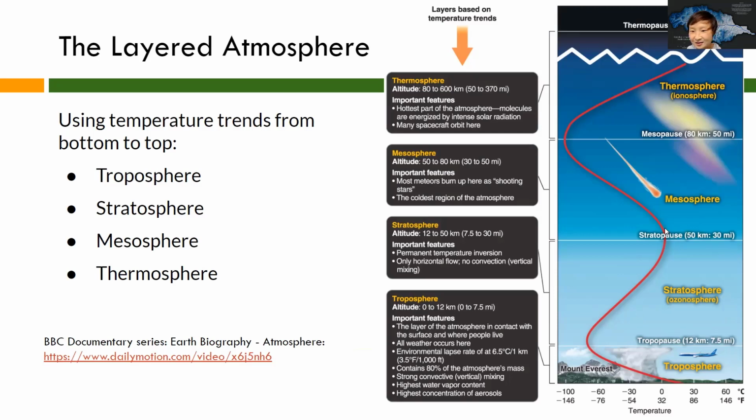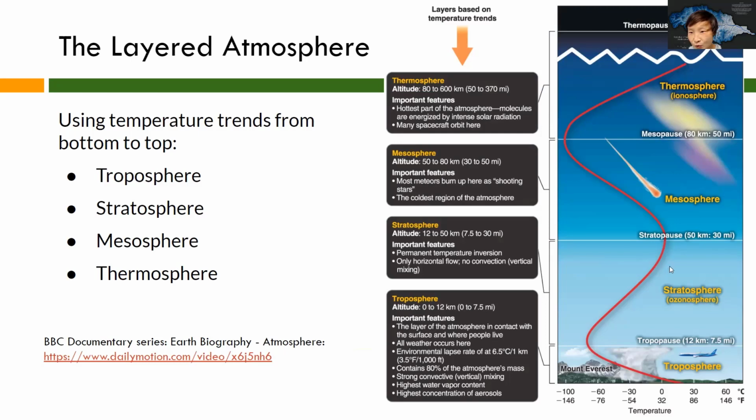Continuing on from our stratosphere, we pass the stratopause into the mesosphere. In the mesosphere, you have a similar temperature trend as the troposphere. So you will have mixing, but you won't have weather because almost all the water vapor is constrained over here. Very little water vapor in our mesosphere. Most meteors actually burn up in here. And that is the coldest region in our atmosphere.